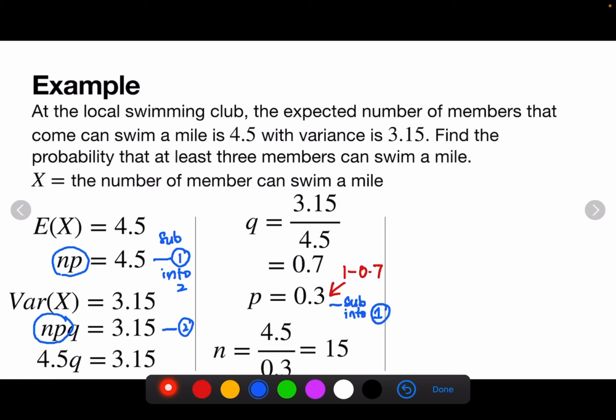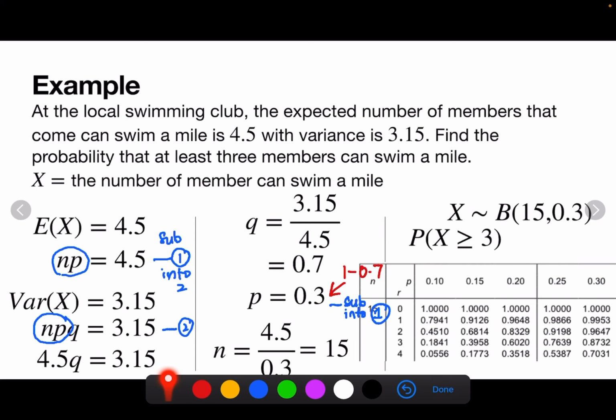N is 15. Now write down the distribution. X has binomial distribution. What is our N? 15 and P is 0.3. Find the probability that at least 3 members can swim a mile. Probability of X greater than or equal to 3. Can we read the table directly? Yes, you can read from your table. N is 15, P is 0.3. We're looking for X greater than or equal to 3, and you're going to get 0.8732.